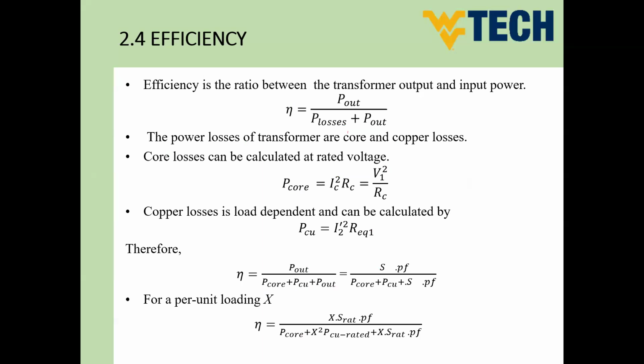So the efficiency of any device is nothing but P out divided by P in. So I'm going to write the relation here, P out divided by P in. And P in in this case would be P out plus P losses of the device. So if P losses is very small, the efficiency is going to be very high. Because P out is the load requirement, we cannot control it. But we can control P losses.